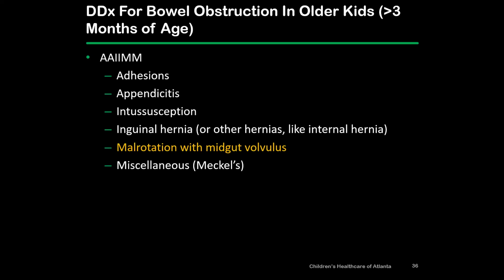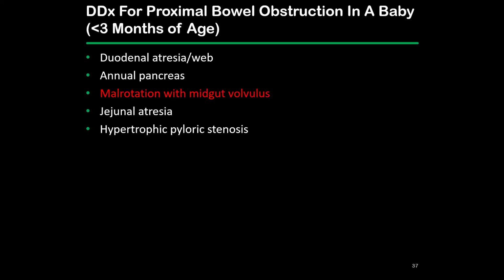It's less likely in older children, but it's an important one to keep in the back of your mind. For kids younger than 3 months of age, the haustra haven't developed in the colon, so it's a little harder to tell what's colon versus what's small bowel. Instead we classify a proximal or distal obstruction, referring to proximal or distal to the ligament of Treitz.